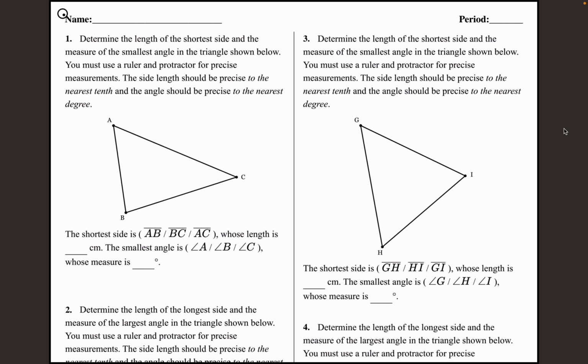Measuring the sides. We'll just start with sides right now, and let's figure out sides AC, AB, and BC. Just for number 1.